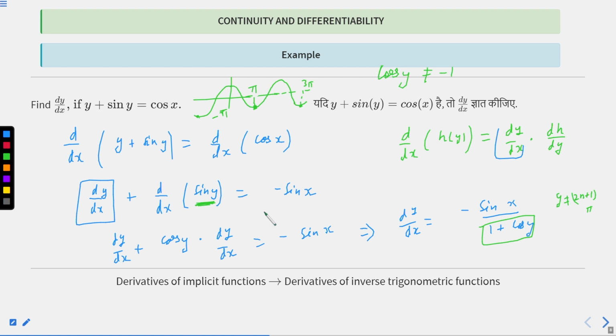So clear? The derivative of an implicit function is very easy to find. You just operate d by dx on both sides, and whenever you find just y, write dy by dx. If you find any expression in terms of y, you find the derivative of the given expression with respect to y and then multiply with dy/dx. Then you will get your answer. Okay, clear? Now let us move to the next.